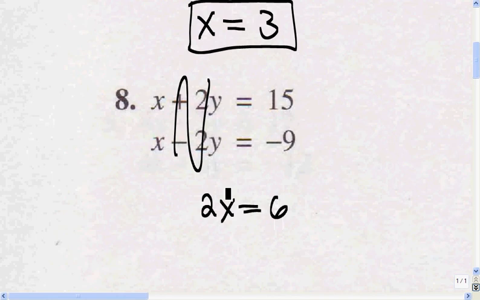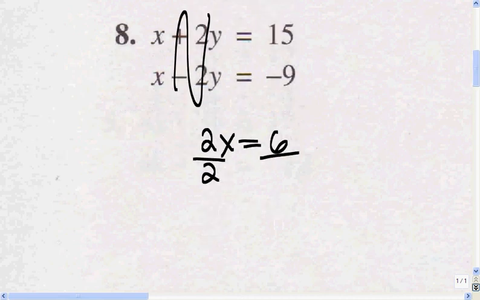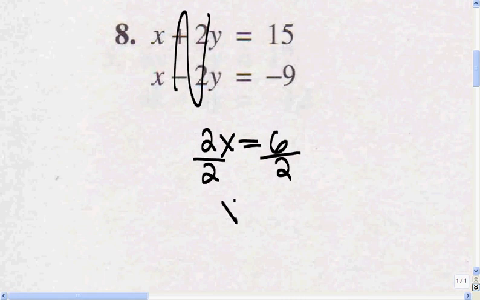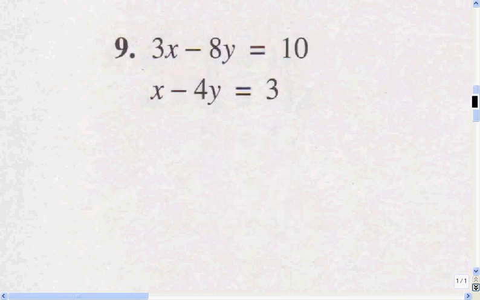And now when I get to this point, I do the opposite operation. This is 2 times x, so I'm going to divide, because the opposite of multiplication is division. I'm going to divide both sides by 2, so I get x equals 3. That's the answer for that equation.